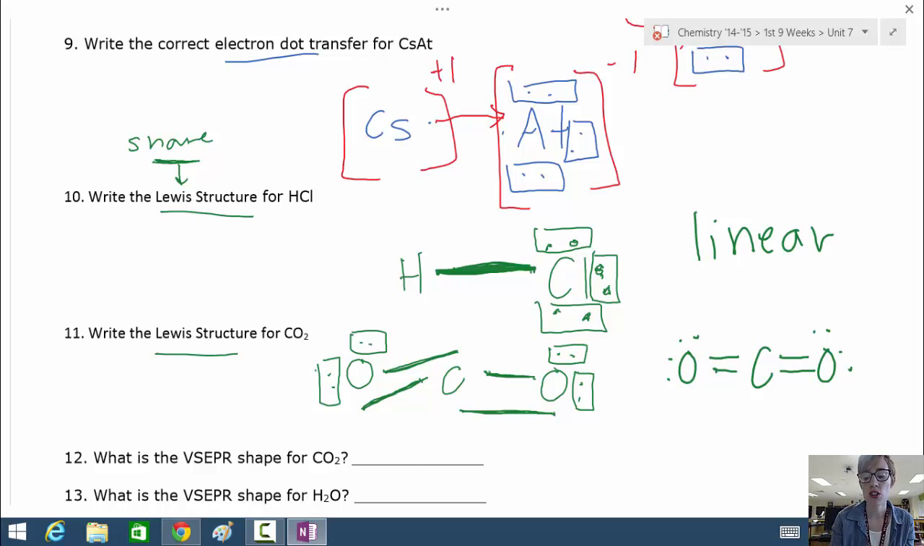Showing these double dots. And again, this is linear because it's in a line.